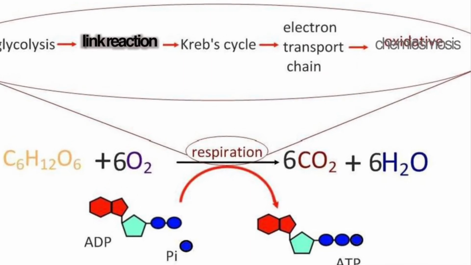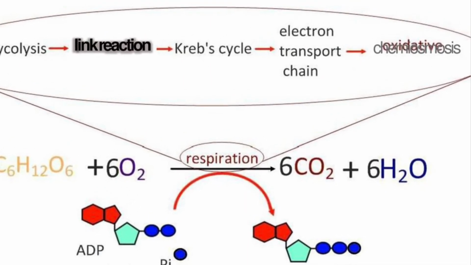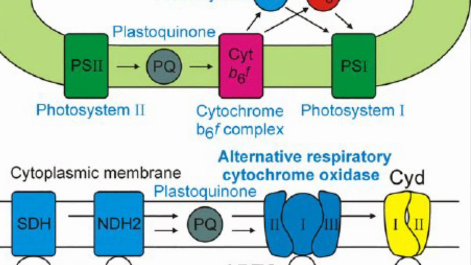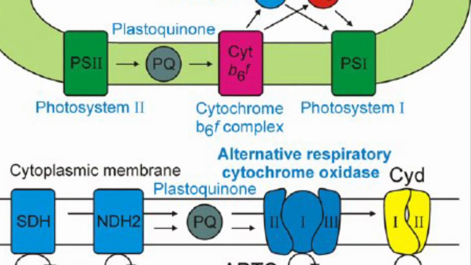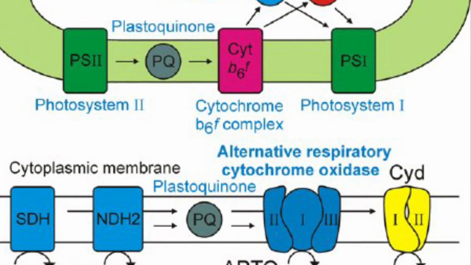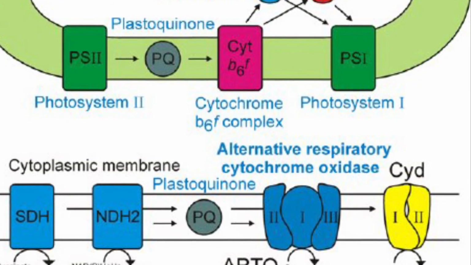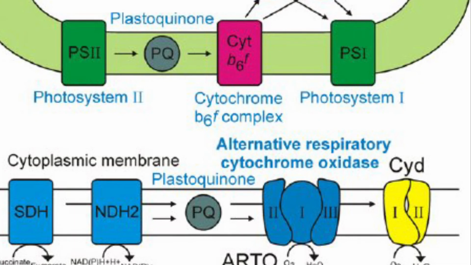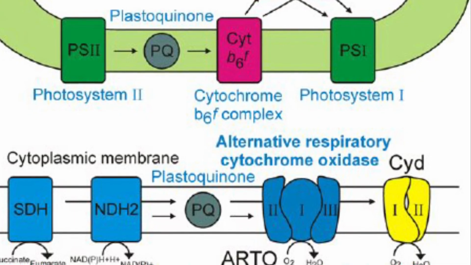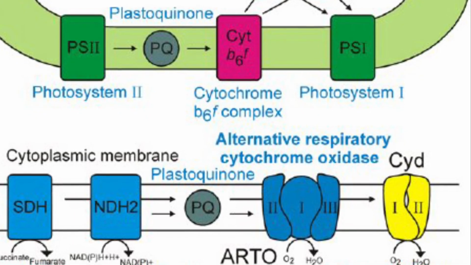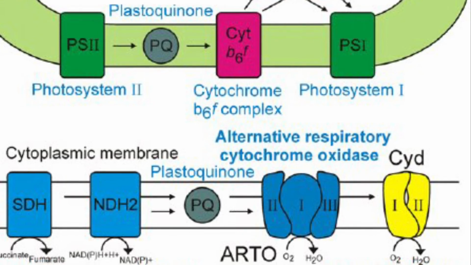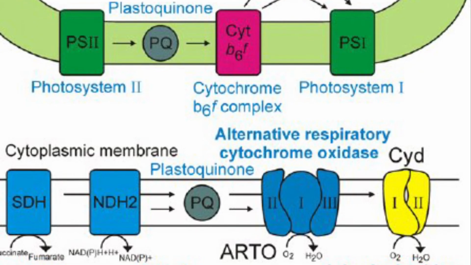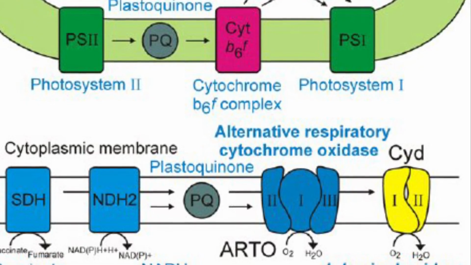Next is the electron transport chain. The electron transport chain is situated on the inner mitochondrial membrane. Hydrogen is transferred to the electron transport chain by hydrogen carriers, which are NADH and FADH2. The hydrogen carriers release electrons, which are transferred between carriers.